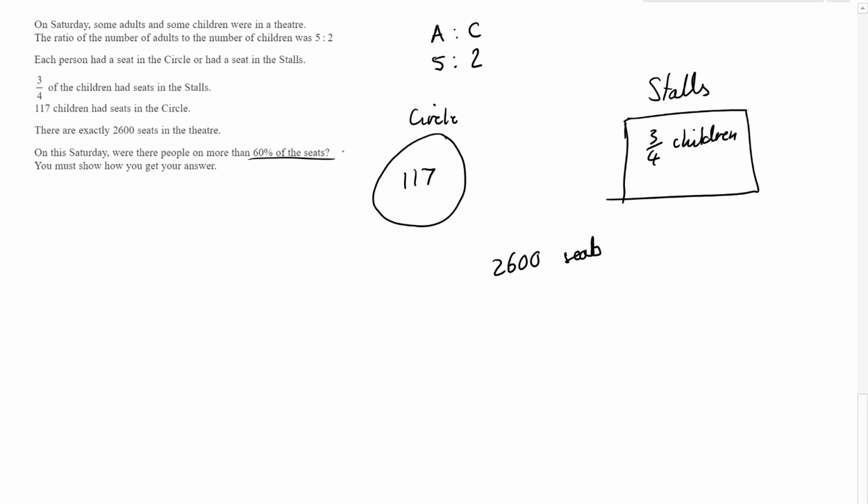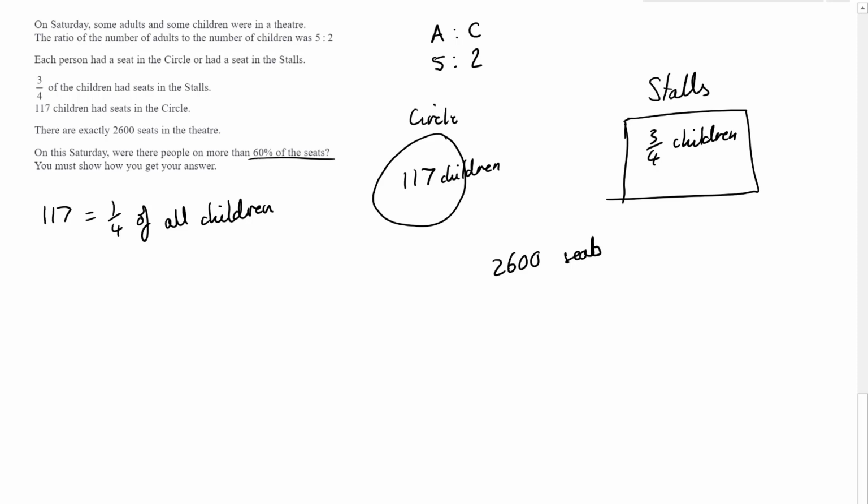Okay. So the trick with these questions is usually to work your way backwards through the information they've given you. The thing that we could work out to start with is if we've got 117 children in the circle and 3/4 of the children are in the stalls, that must mean that what's left over, this 117, is 1/4 of all the children. Since we know all of the children have to be placed either in the stalls or in the circle, this must be the remaining quarter that tells us how many children there are.